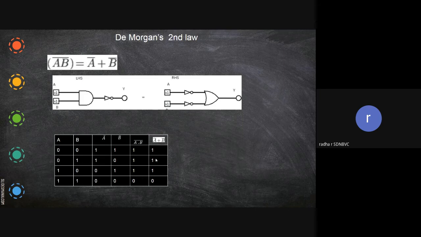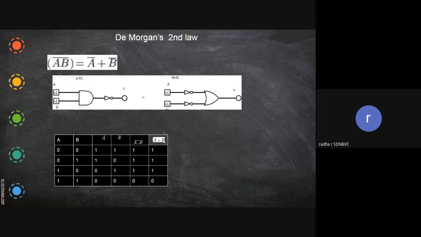Now you do the calculations. I hope you know how to find A bar, B bar. Then A dot B. What is A dot B? First you multiply 0 into 0, which is 0. Then find its complement, which is nothing but 1. So 0 into 1 is 0. Its complement is 1. 1 into 0 is 0. Its complement is 1. 1 into 1 is 1. Its complement is 0. Okay, so like that you have to write.